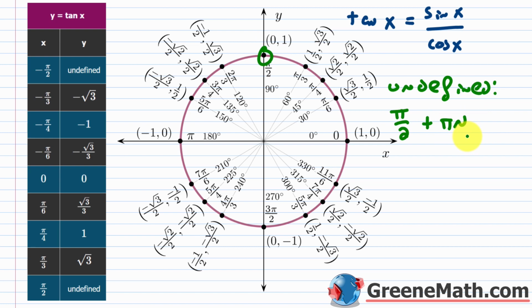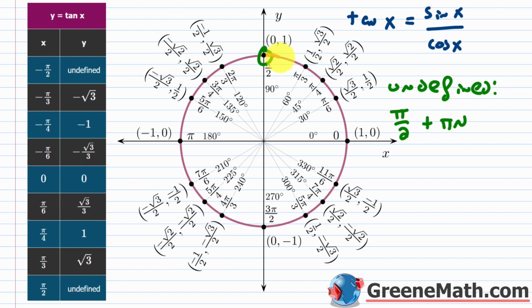So basically, if it's a positive integer, then I'm rotating counterclockwise. So let's say I add pi, that's going to put me right here at 3 pi over 2. And if I add pi again, then I'd be at 5 pi over 2, then 7 pi over 2, so on and so forth. If n was a negative integer, well then basically now I have a clockwise rotation.